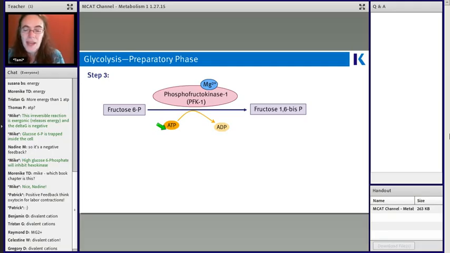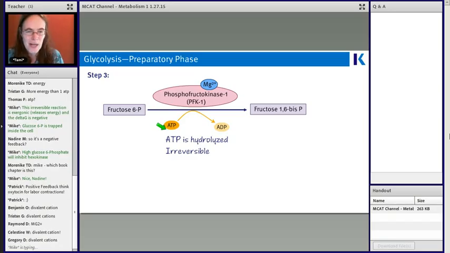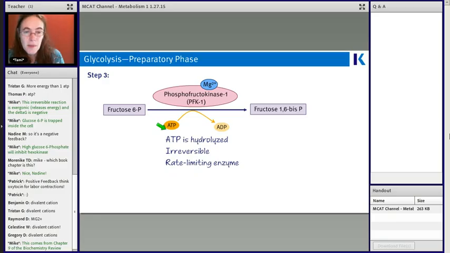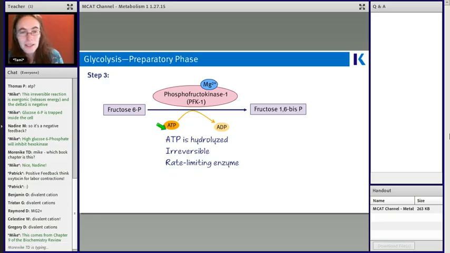That's great. Now, once I have fructose 1,6-bisphosphate, okay, we've hydrolyzed our ATP. Again, I used an ATP. This is very exergonic. I have a negative delta G. This is irreversible. Okay, it's not going to be able to go backwards. I want you guys to note this. This is very, very important. This is the rate-limiting enzyme. This is my rate-limiting step in all of the glycolytic pathway. Very, very important.